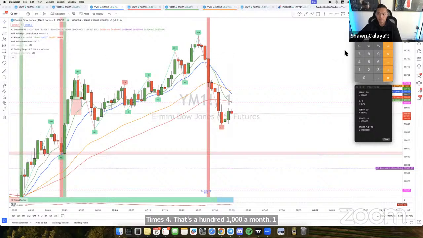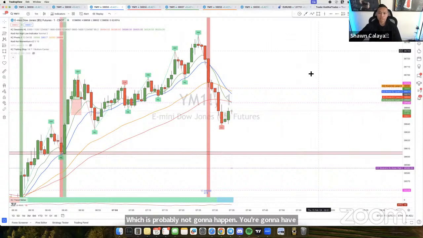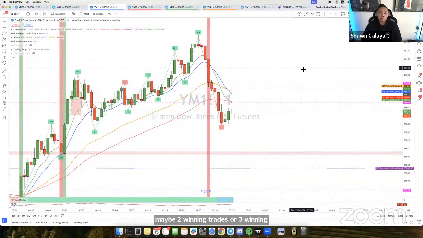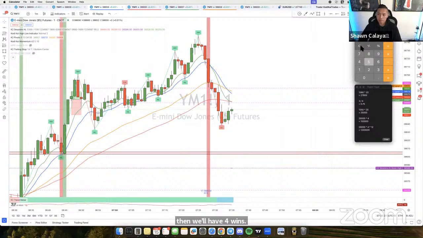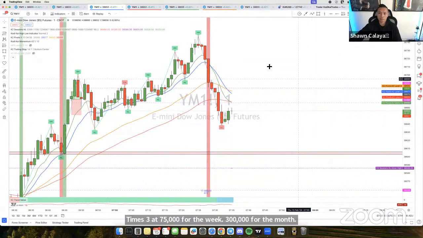This is conservative. Say you only have 1 winning trade every week, which is probably not going to happen. You're going to have maybe 2 winning trades or 3 winning trades, maybe even 4. For this week so far, if we win tomorrow on the PRB, then we'll have 4 wins. So that's 3 wins times 25,000, that's 75,000 for the week, 300,000 for the month. Yeah, I'm cool. This is why I don't really mind trying.